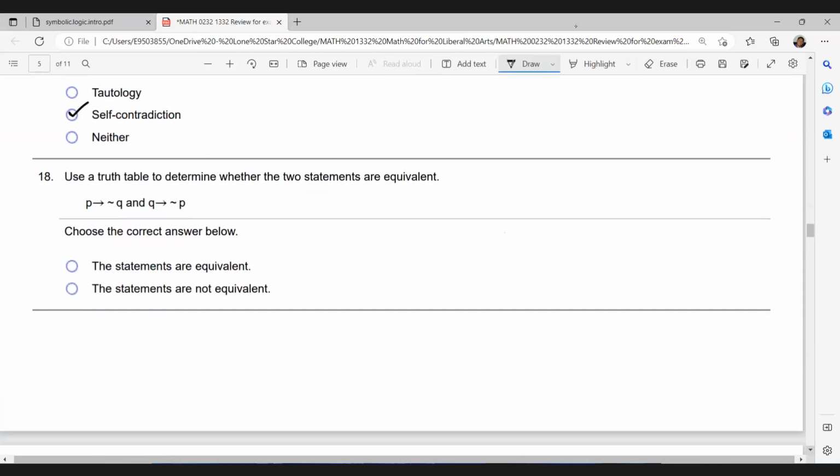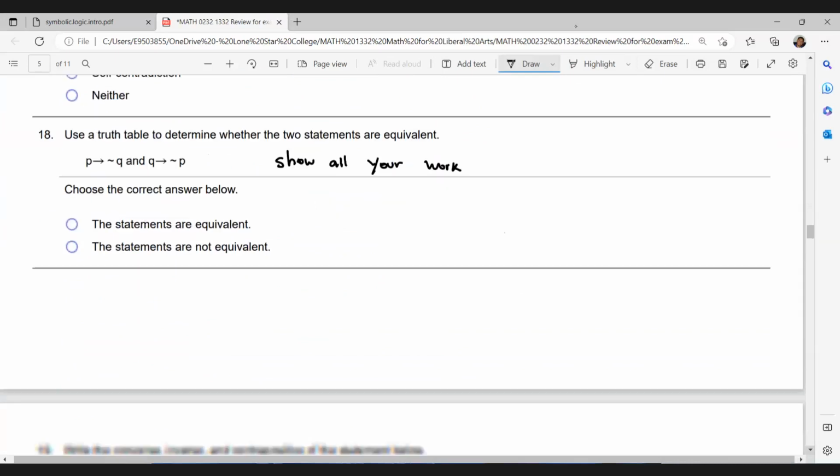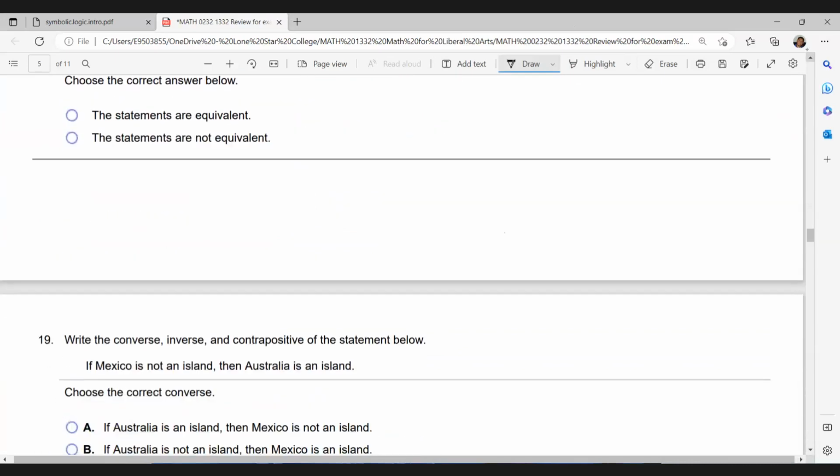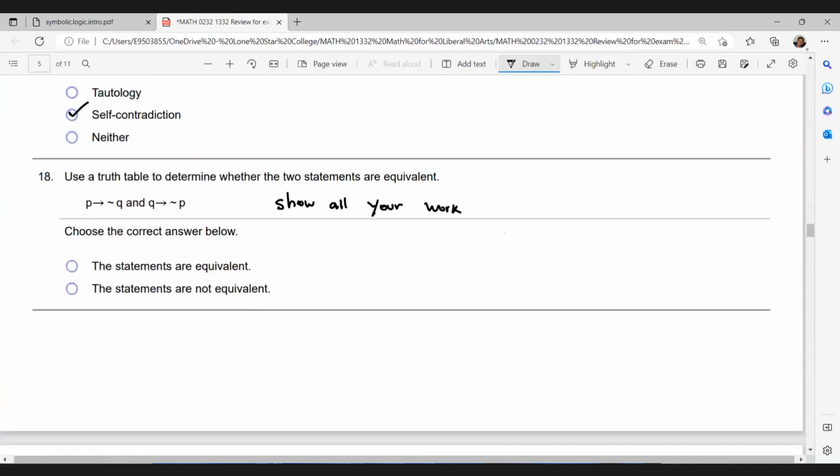Use a truth table to determine whether the two statements are equivalent. Oh, so this is where you need to show all your work. So what you need to do is create two truth tables. This is the way I will do this.